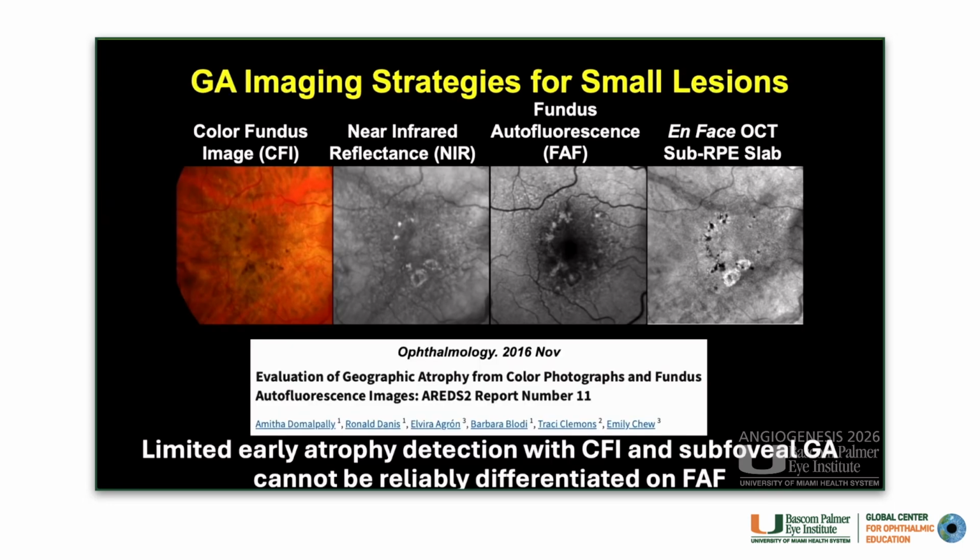GA imaging strategies used in these previous reports rely on color fundus imaging and fundus autofluorescence. However, studies have shown that color fundus imaging is limited in the detection of early and small atrophic lesions, whereas fundus autofluorescence cannot reliably distinguish the involvement of the foveal center. In contrast, we prefer OCT imaging, which is highly effective for small lesions and foveal involvement.